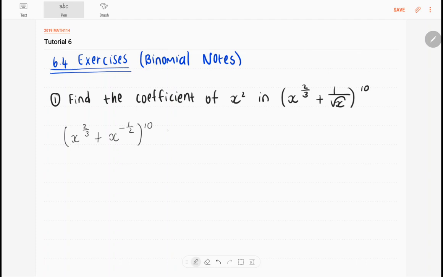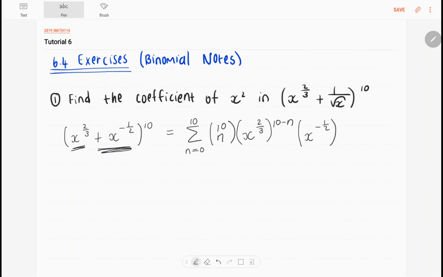Then I'm using the binomial theorem to write it as the sum as n goes from 0 up to 10 of 10 choose n, and then I take my first term x to the 2 over 3 and write that to the 10 minus n, and then I take my second term, which is x to the minus a half. Just remember, if this were negative, it would be important to include that in your term. But here I just have x to the minus a half, and that's going to be to the n.